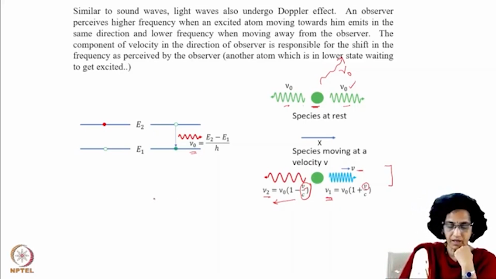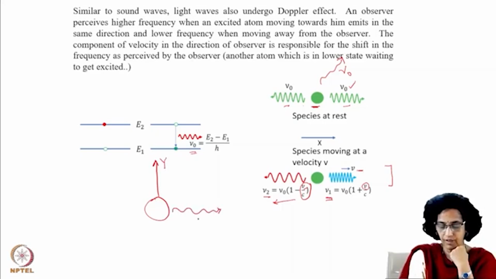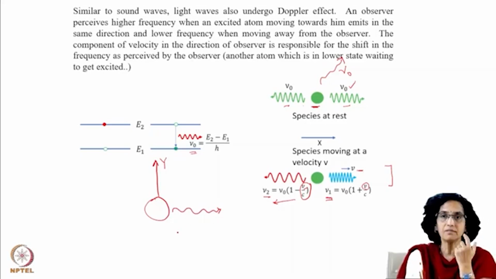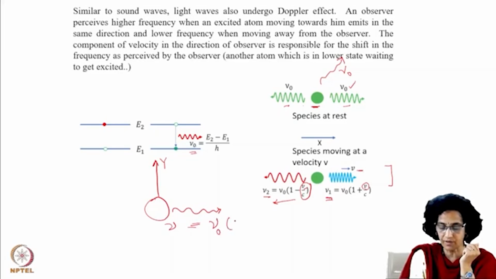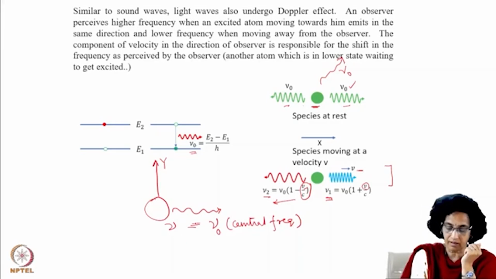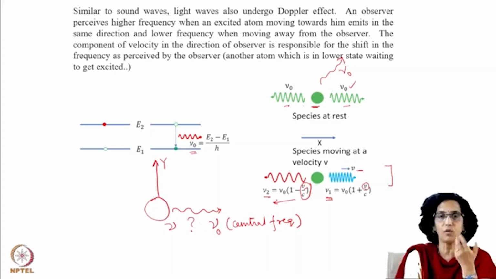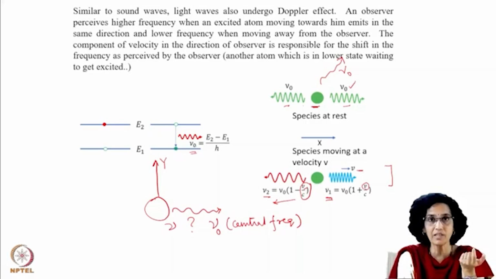Now, suppose I just ask you that this atom is moving in the y direction. So we have this molecule or atom which is moving in the positive y direction, and it emits a photon in this direction. Then what would be the change? Can you just think and tell what will be the nu that it will emit, and what is its relation with nu zero, which is the central frequency? Will it be red shifted, or will it be blue shifted, or will it be at the same frequency? Just try to think.